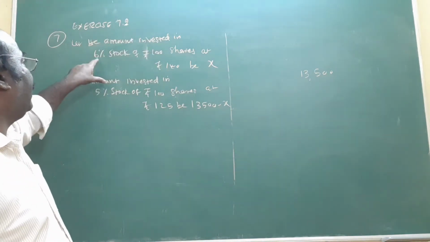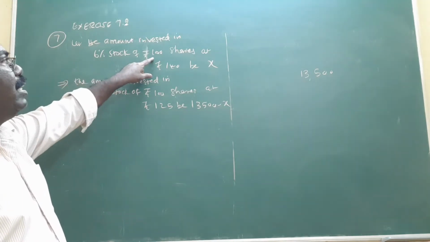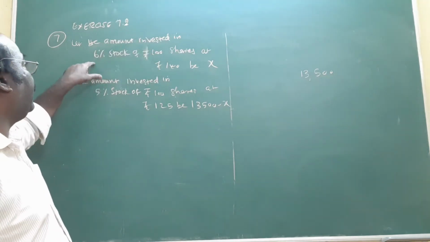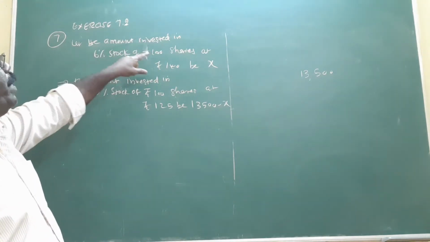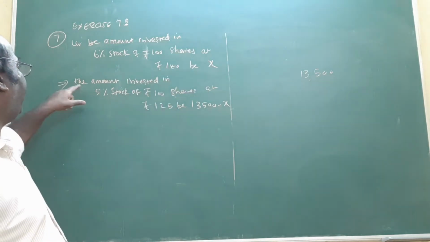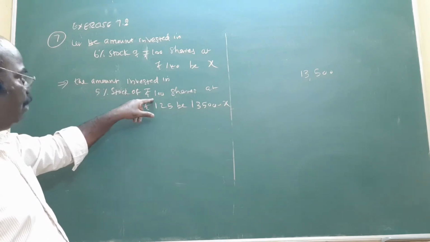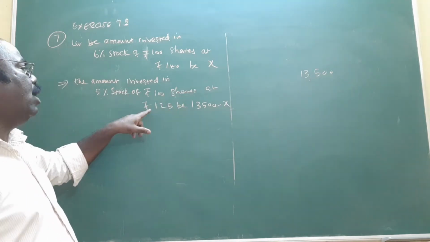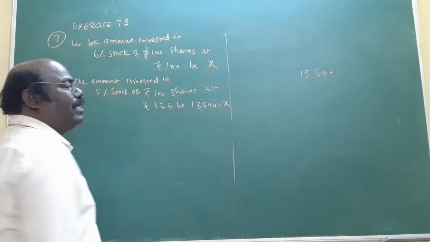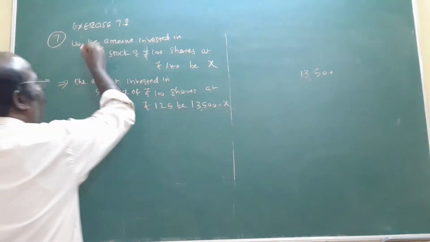The first company offers 6% as the income, the rate of dividend, on 100 rupee shares. This is given. The amount invested in 6% stock of 100 rupee shares at 140 be X. Automatically, the amount invested in the second company, 5% stock of 100 rupee shares at 125, is 30,500 minus X. This is our assumption. Okay? This is the first company.